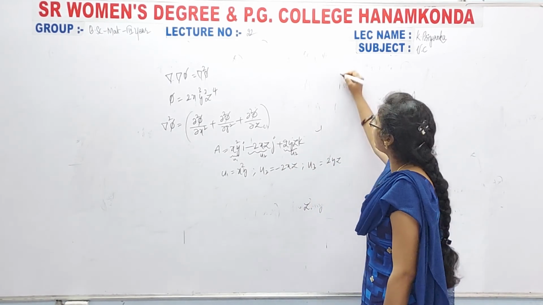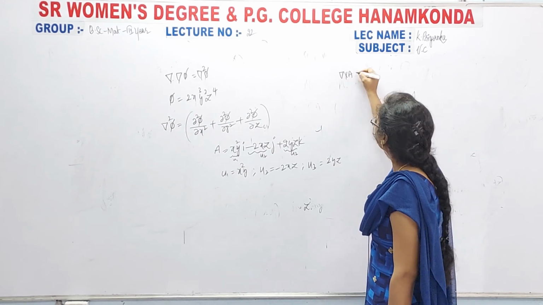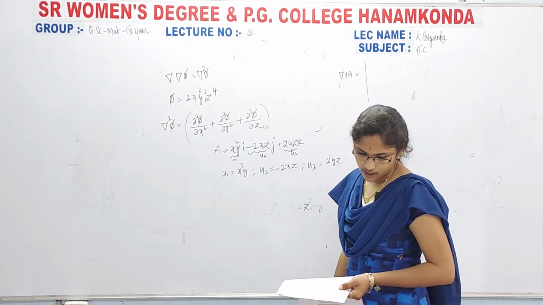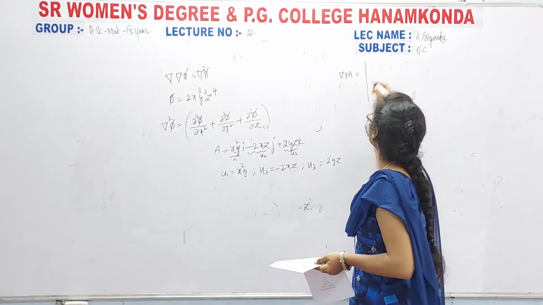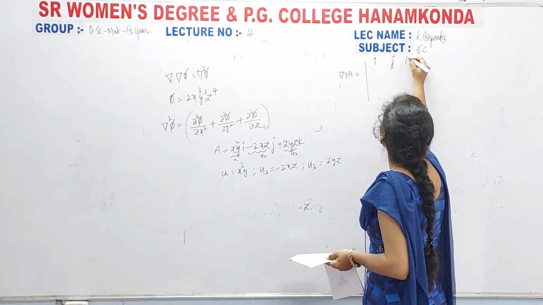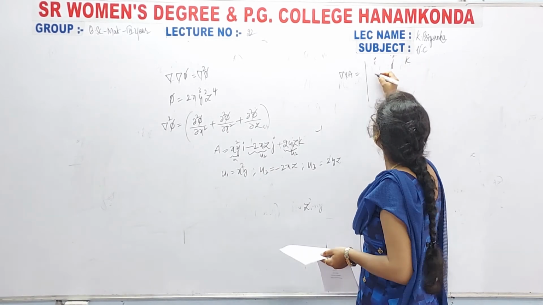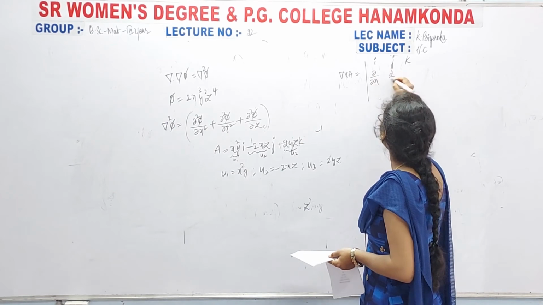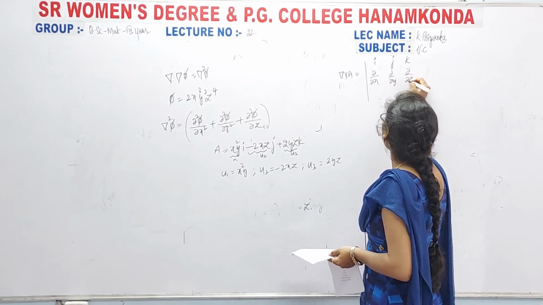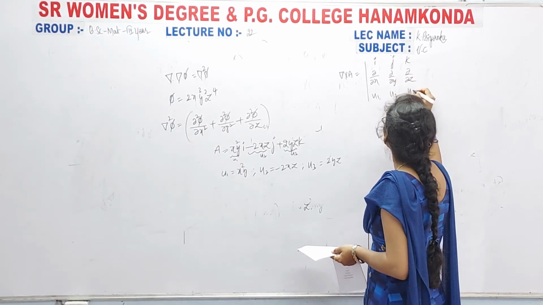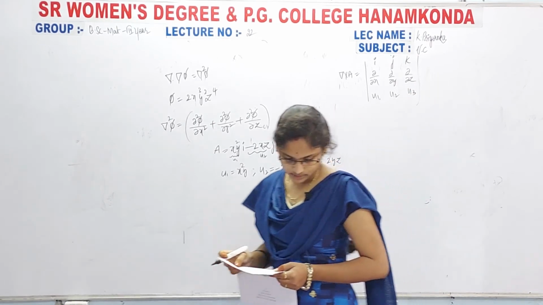Now first of all I am calculating curl A. Here what we have to do, simply they gave the direction. If they mention the direction, then you have to take i, j, k. So now here del by del x, del by del y, del by del z, and here u1, u2, u3. Now calculate it by substituting the values.